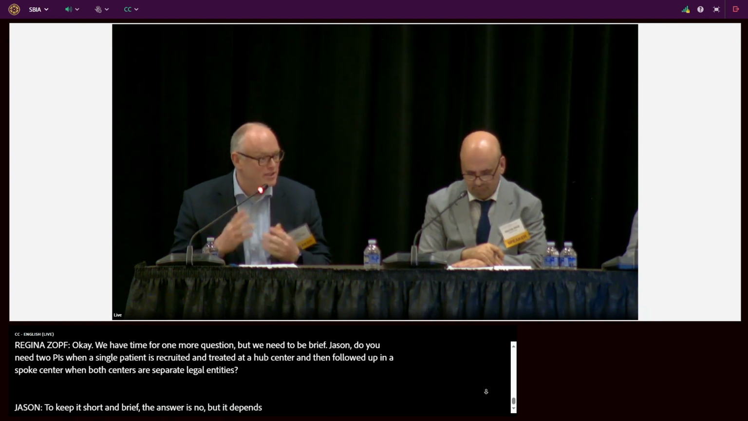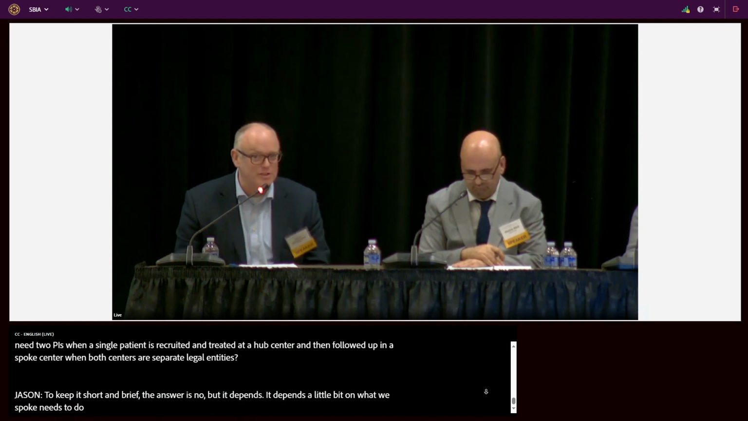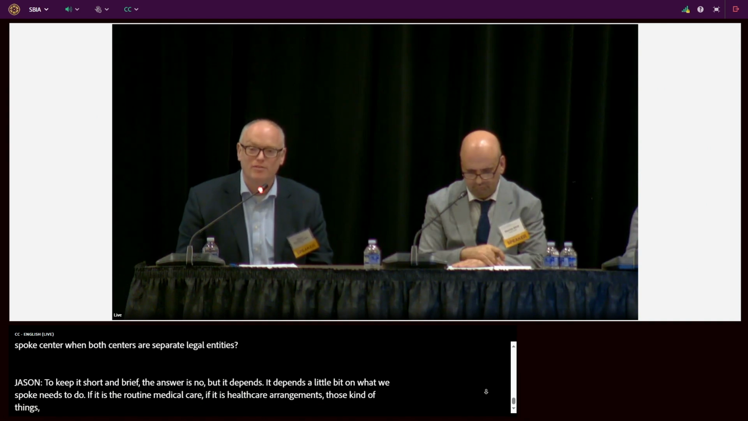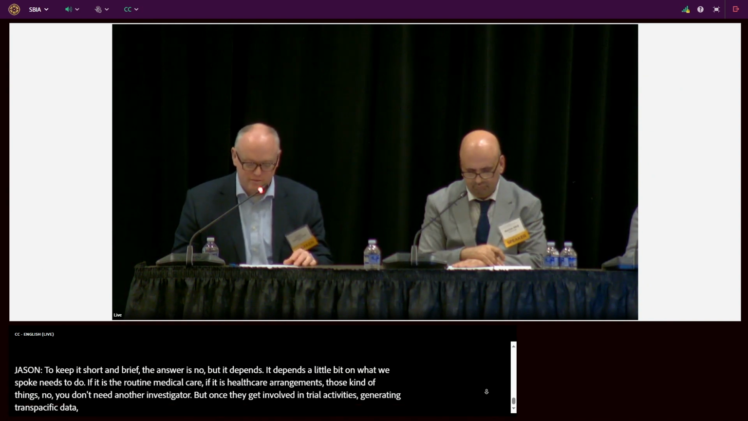So if it's the routine medical care, if it's shared care arrangements, those kind of things, then no, you don't need a second investigator. But once they start getting involved in trial activities, generating trial-specific data, rather than part of that routine care, then that's when you need to start to consider whether or not they should be a site in their own right.